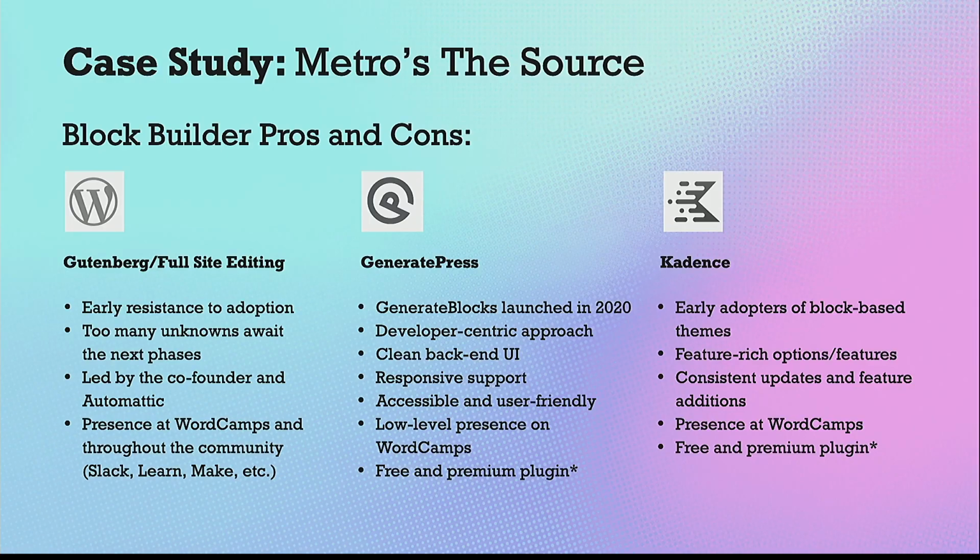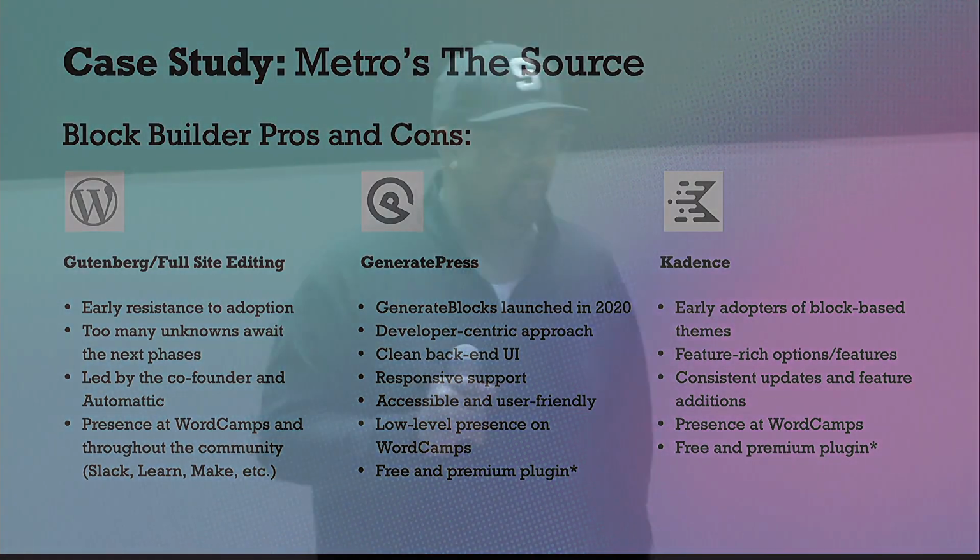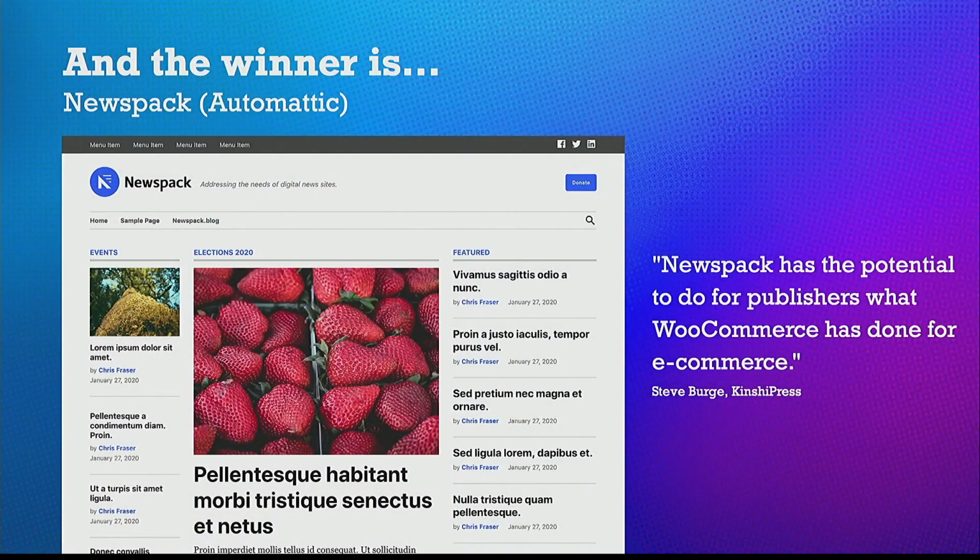But GeneratePress was great in terms of accessibility. It was on the cutting edge in terms of blocks, but I felt like you really had to have a developer slant to use it, so our editors may have some issues if they needed to make some simple tweaks to the system. Cadence was great, again, but it was a premium tool. So again, we went through all of these and we decided on something out of left field.